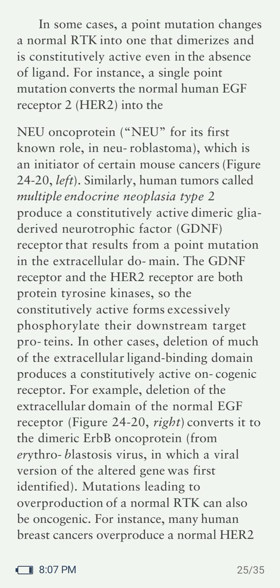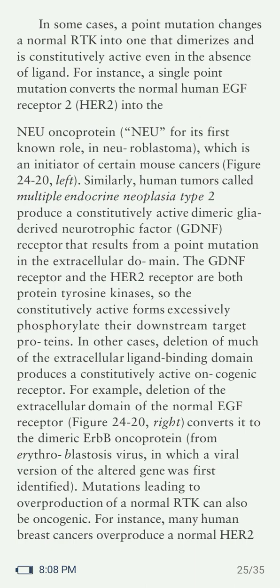In some cases, a point mutation changes a normal RTK into one that dimerizes and is constitutively active even in the absence of ligand. For instance, a single point mutation converts the normal rat HER2 receptor into the NEU oncoprotein, named for neuroblastoma, which is an initiator of certain mouse cancers. Similarly, human tumors called multiple endocrine neoplasia type 2 produce a constitutively active dimeric glial-derived neurotrophic factor (GDNF) receptor that results from a point mutation in the extracellular domain.